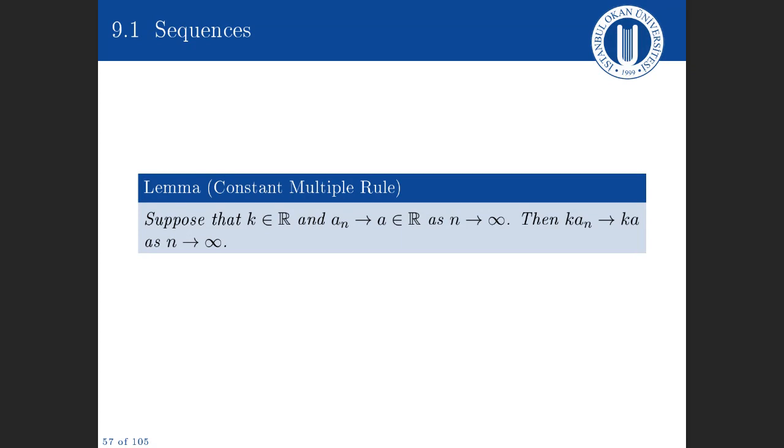The constant multiple rule: suppose that k is a number and a_n is a sequence which converges to A, then k a_n must converge to kA. I'm not going to prove this, I'll leave this for you to do. Using the same ideas as the previous proof, you should be able to write a proof of this.